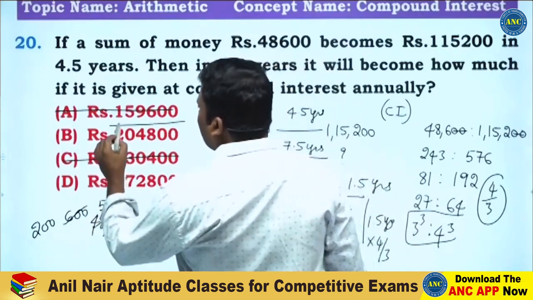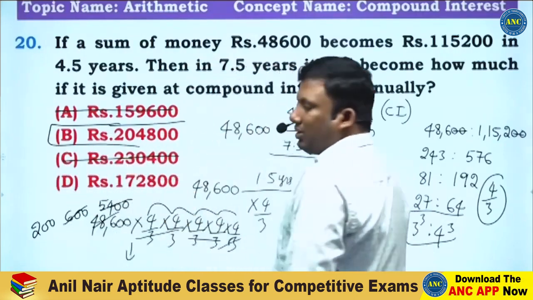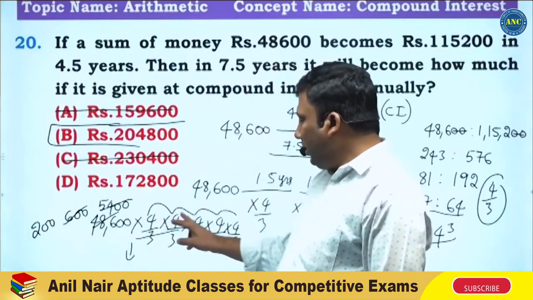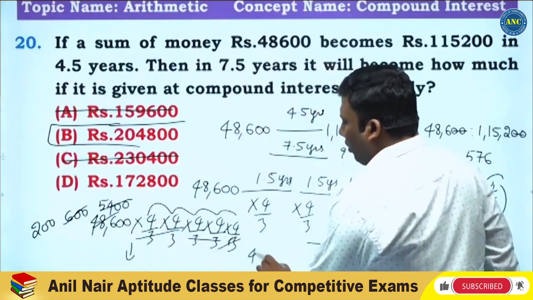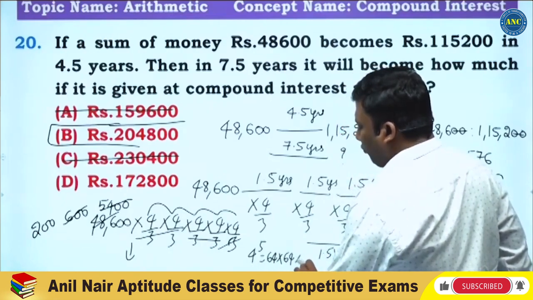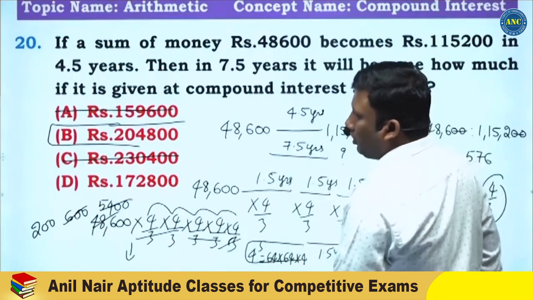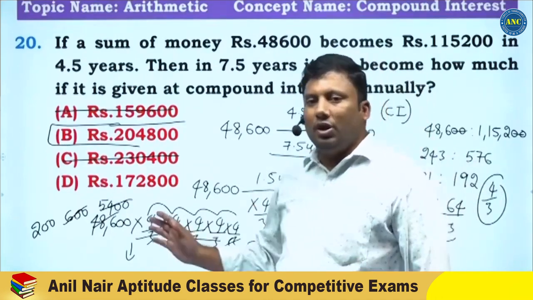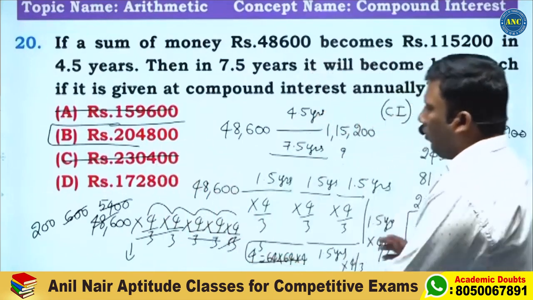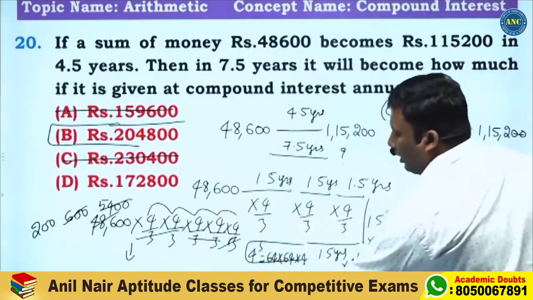Or you can use the digital sum approach also. That is the best approach. 200 digital sum is 2. Remaining is 4 power 5. 4 power 5 is 64 into 64 into 4. Whatever the digital sum that you get, substitute only that. Only this calculation you can do.